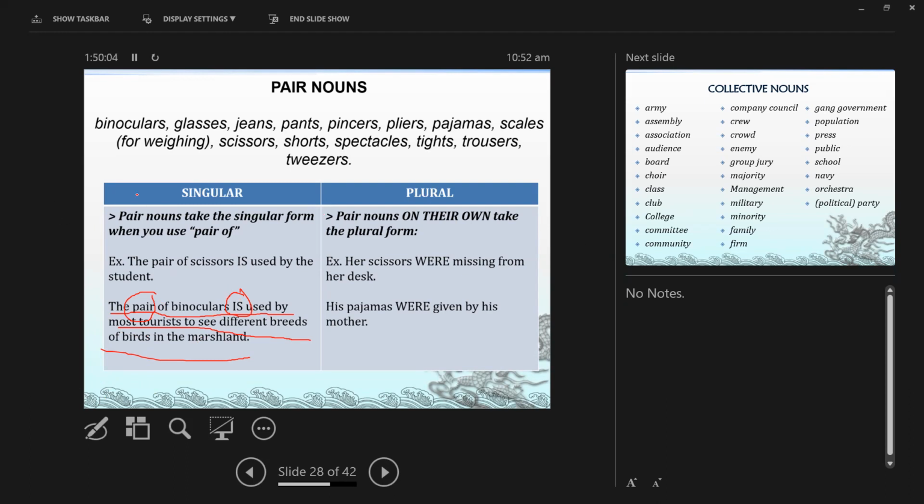Okay? Now, pair nouns on their own. Pag sinabing on their own, hindi mo nalalagyan ng pair of. That's when you use them in plural verb. Plural verb. Okay? Her scissors were missing from her desk. Her eyeglasses are on the table. Her pants are blue. You can't say her pants is blue. You say her pants are blue. And then jeans.